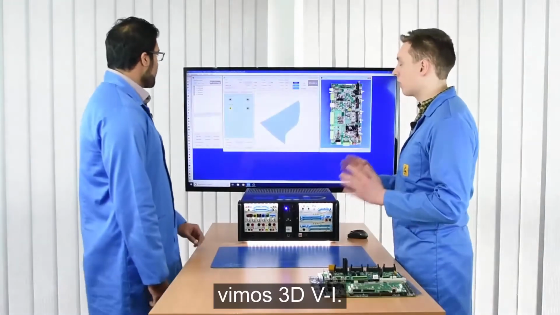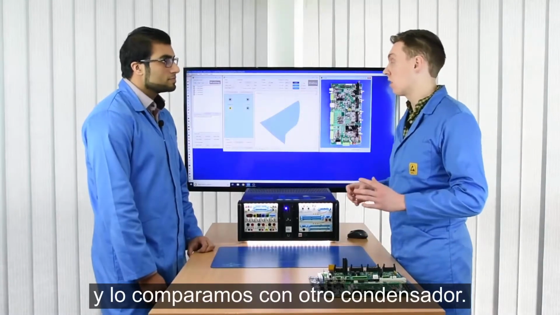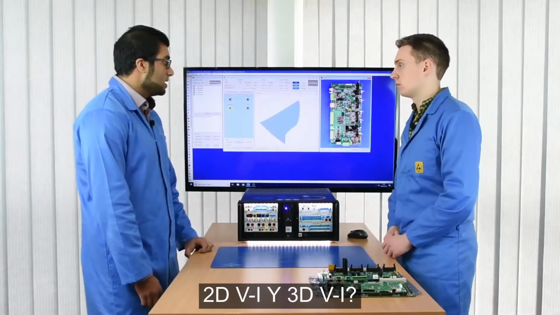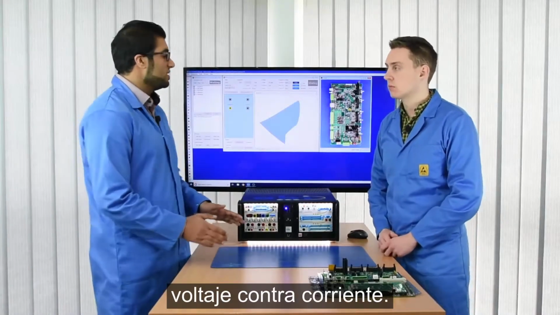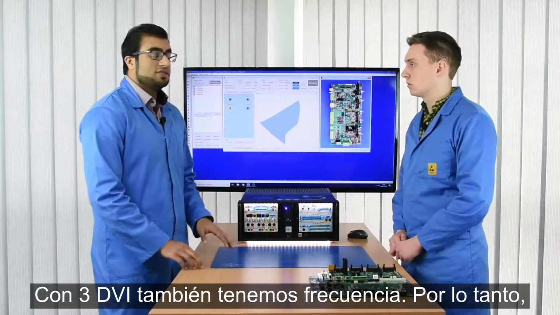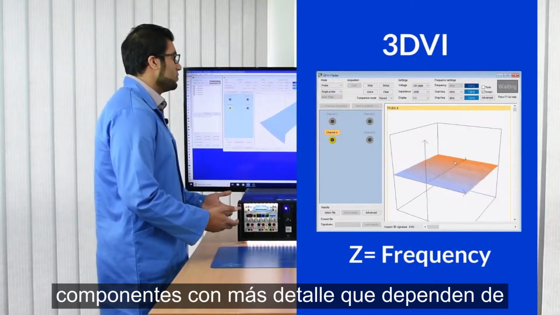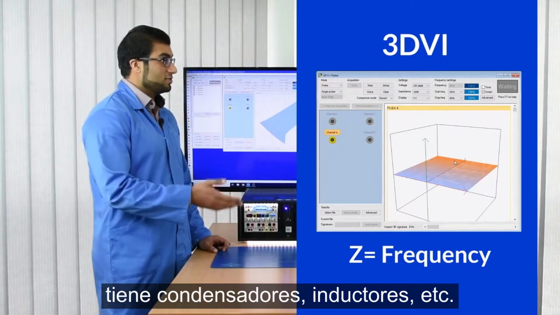Episode 3, we looked at 3D VI. Yeah. I think we measured a capacitor and compared that against another capacitor. Can you tell me what the difference is between 2D VI and 3D VI? Of course. So 2D VI, we have 2 axes, it's just voltage against current. With 3D VI, we also have frequency. So this is useful when we want to test and look into components in more detail that are frequency dependent. So for example, you have capacitors, inductors, and so on.